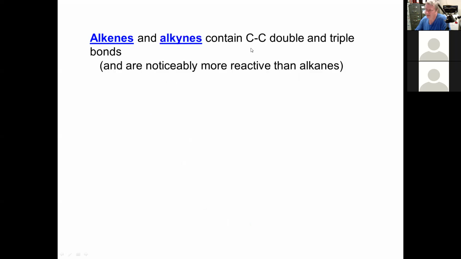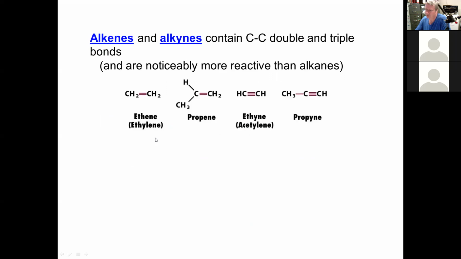Alkenes and alkynes contain a C=C double bond or triple bond. We already know that. So we have 2 alkenes and 2 alkynes. Ethene and propene are a 2-carbon alkene and a 3-carbon alkene. Ethyne, which is also called acetylene, is a 2-carbon alkyne with a triple bond. Propyne is a 3-carbon alkyne.